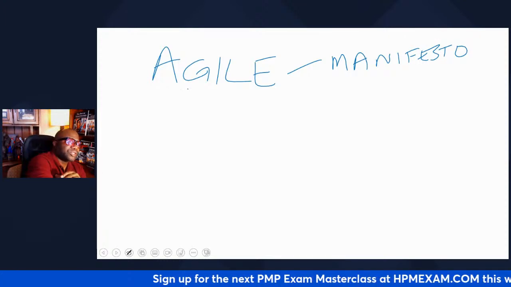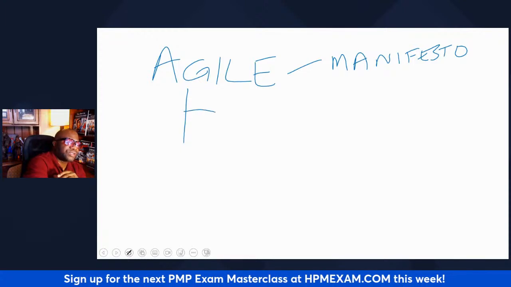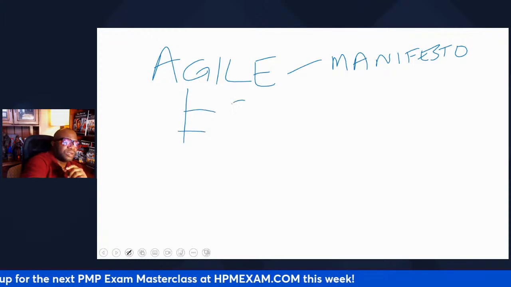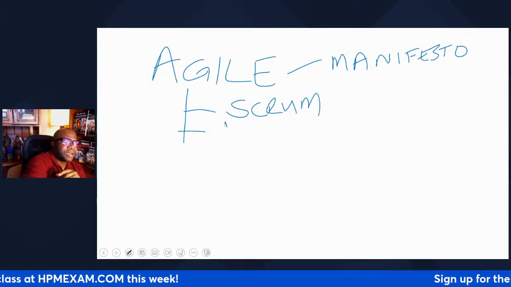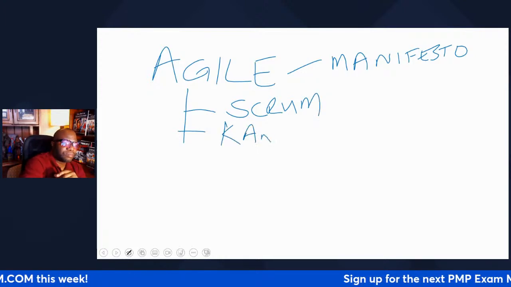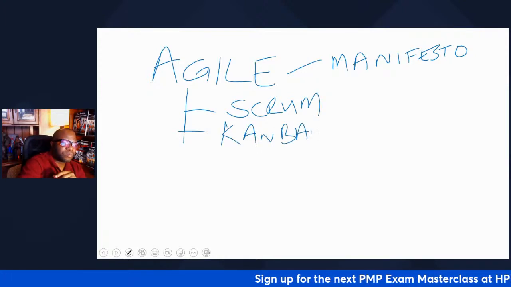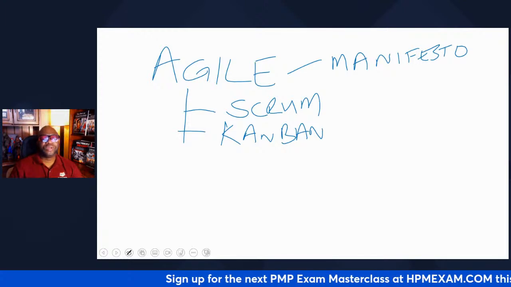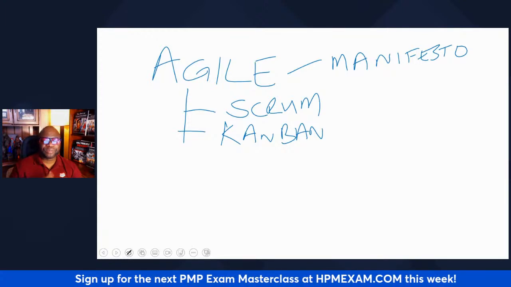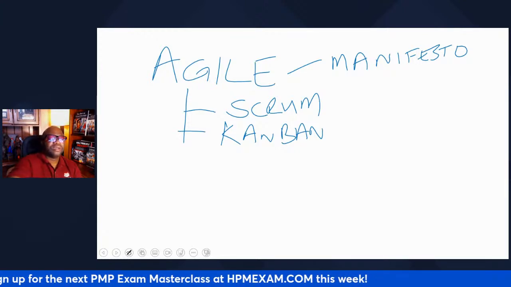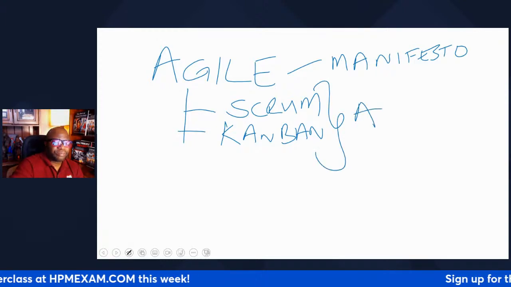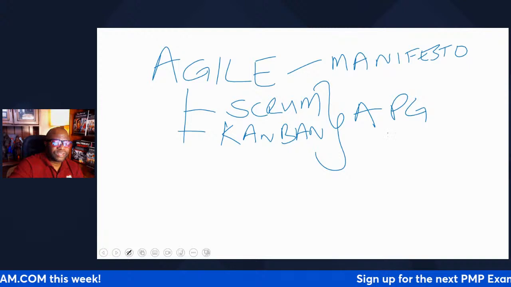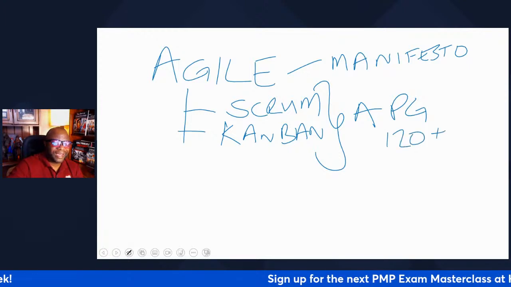Number two, you've got to understand some of the frameworks. And the big two are Scrum and Kanban. And this is where you need to be tying PMI's perspective to these through the Agile Practice Guide, which is about 120 something pages.